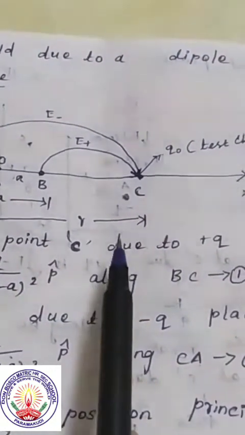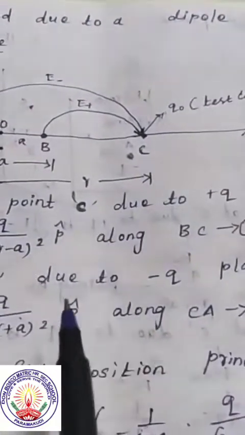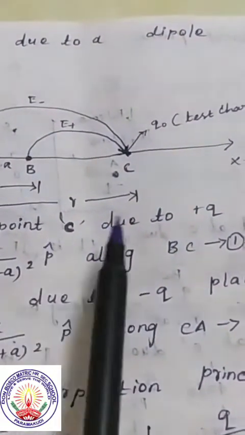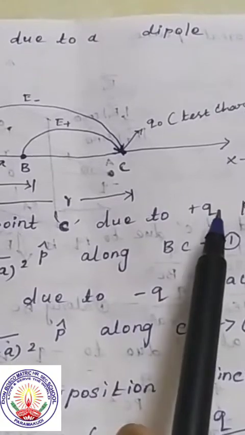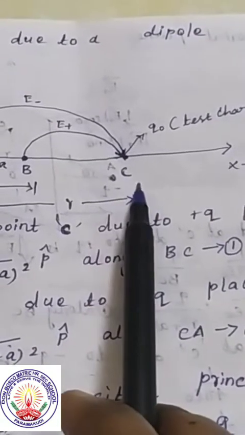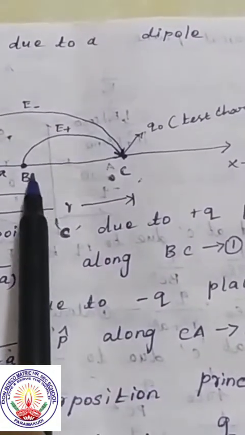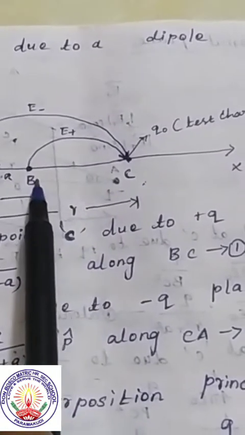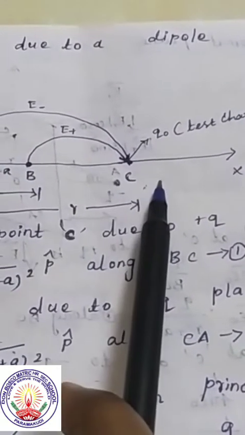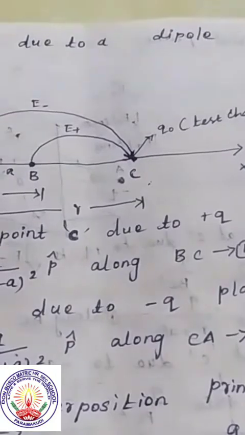Next we have to calculate the electric field. So listen, electric field at the point C due to the charge plus Q. C is the point and plus Q, this one, C and B. So what is the electric field value? Already we know the formula for electric field.